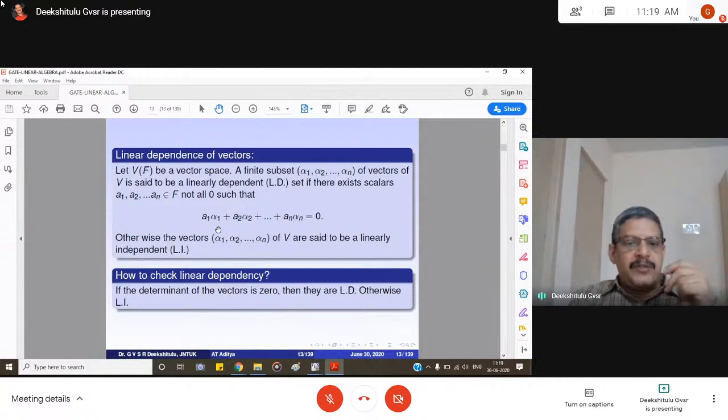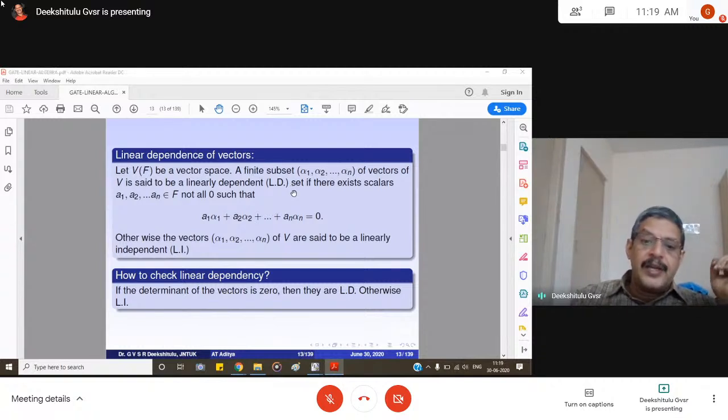The first row alpha 1 is the first row, alpha 2 is the second row, and alpha 3 is the third row. Then if you have a1 into first row plus a2 into second row plus a3 into third row equal to 0, and at least one of the constants is not equal to 0, then we say that the rows are linearly dependent. If all ai's are 0, then the rows are linearly independent.